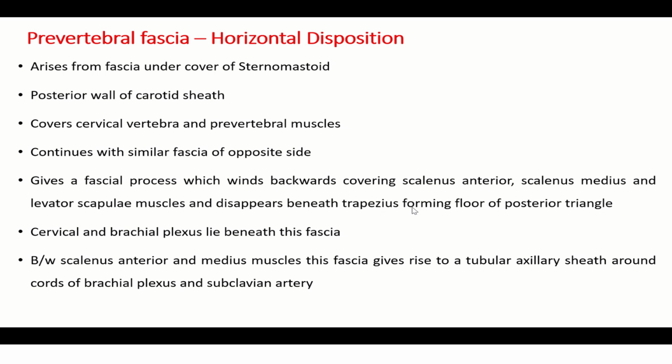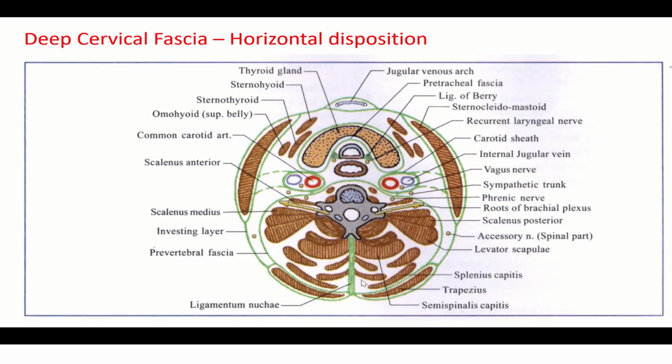So if you observe here, the roof of the posterior triangle is formed by the investing layer, whereas the floor is formed by the prevertebral layer. So the cervical and brachial plexus lie beneath this fascia. Between scalenus anterior and medius, this fascia gives rise to a tubular axillary sheath around the cords of the brachial plexus and subclavian artery. So this is the possible route when there is an abscess behind the prevertebral fascia. This can trickle down to the axilla through this axillary sheath.